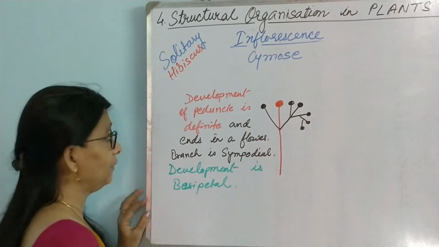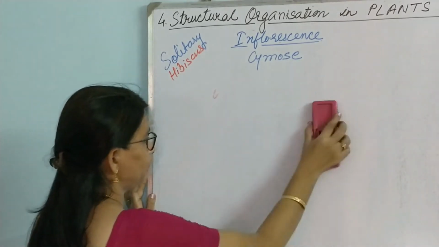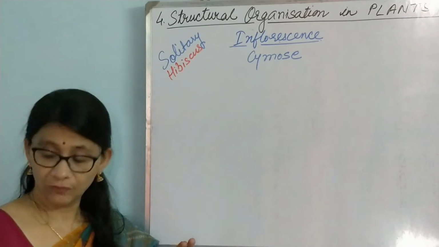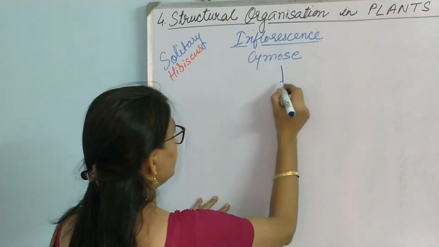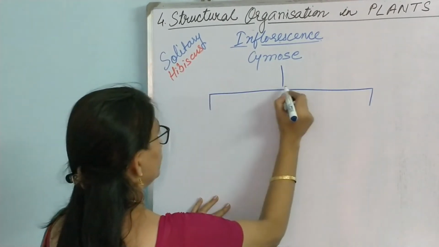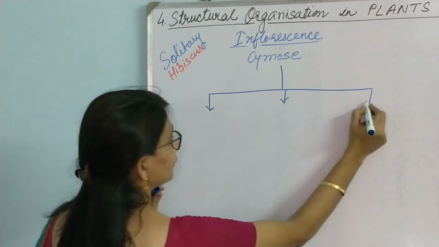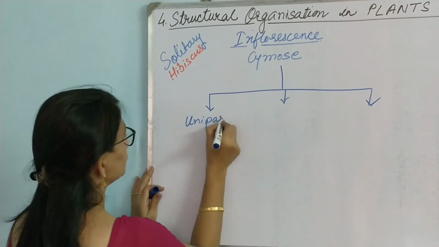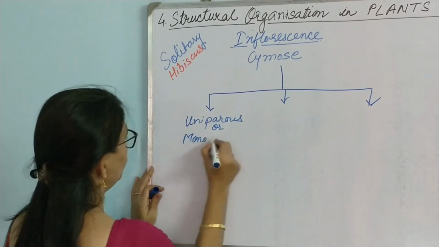Now let us see the types of Cymose inflorescence. As we have seen, the branch will always terminate in a flower. There are basically three types. Let's take one at a time. The first one is uniparous, also known as monochasial.